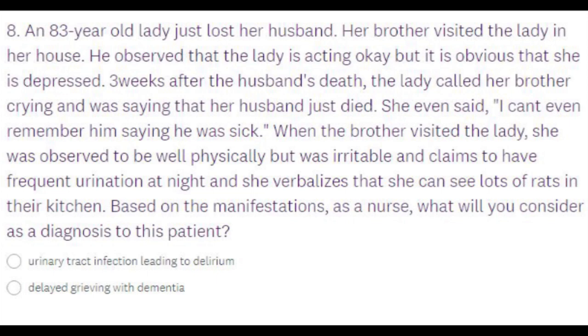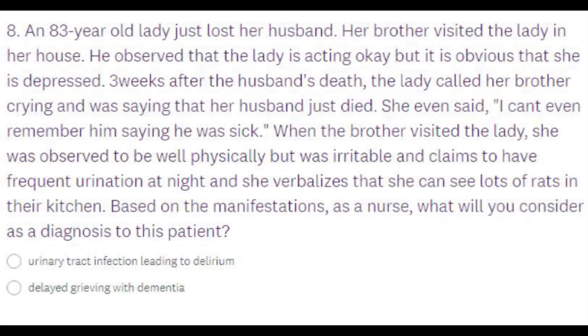Listen to the question very carefully. It's an elaborate question. An 83-year-old lady just lost her husband. Her brother visited the lady in her house. He observed that the lady is acting okay, but it is obvious that she is depressed. 3 weeks after the husband's death, the lady called her brother crying and was saying that her husband just died. She even said, "I can't even remember him saying he was sick." When the brother visited the lady, she was observed to be well physically but was irritable and claims to have frequent urination at night, and she verbalizes that she can see lots of rats in their kitchen. Based on the manifestations as a nurse, what will you consider as a diagnosis to this patient?